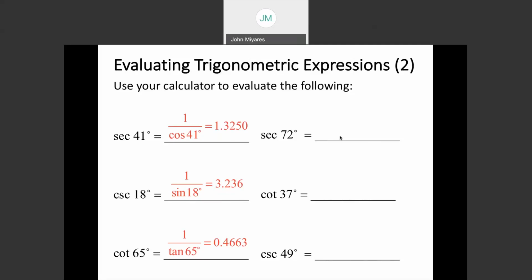Since we still have a ways to go in this lesson, I'm not going to spend too much time on these. So here's what you should have come up with: the secant of 72 degrees, the cotangent of 37 degrees, and the cosecant of 49 degrees.